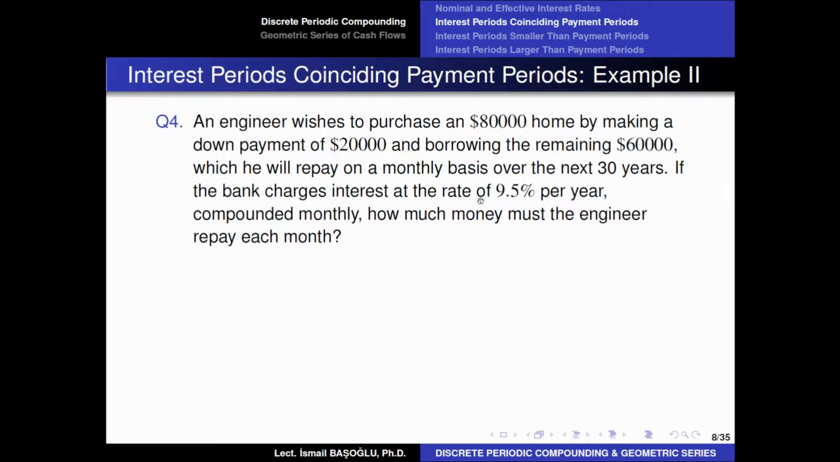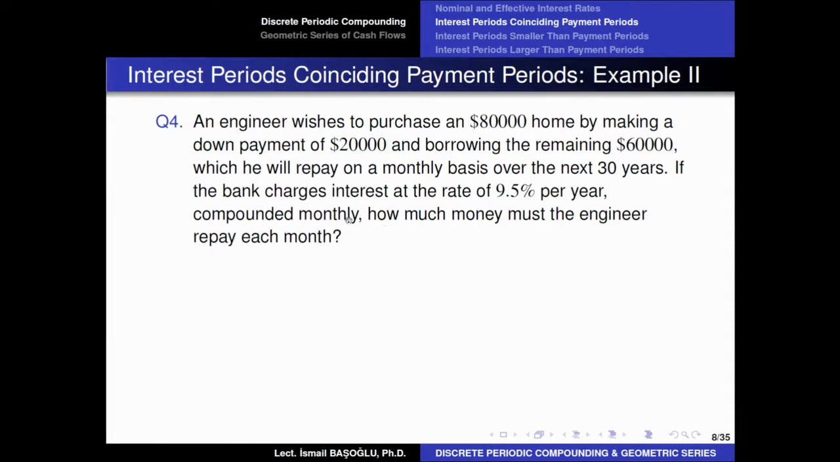The bank charges interest at a rate of 9.5% per year. So the interest rate that the engineer is going to be exposed to is 9.5% per year. And this is the yearly interest rate, which means 9.5 is the nominal interest rate because the compounding occurs on a monthly basis. So the engineer is going to repay the debt with monthly installments, and the compounding will also occur monthly. Therefore, in this problem, we can state again that the interest period coincides with the payment period.